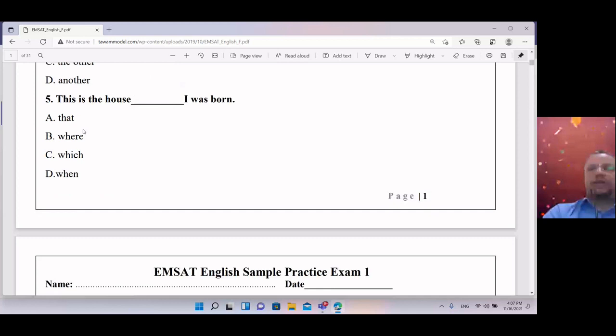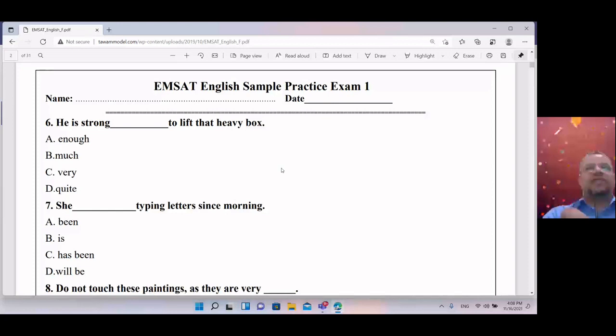He's strong enough to lift that heavy box, but not much. Strong enough. Strong is an adjective followed by enough, because I have two, enough two. If you have two, it's enough. Okay, so he's strong enough to, and followed by an infinitive, lift or go or speak or write and so on.